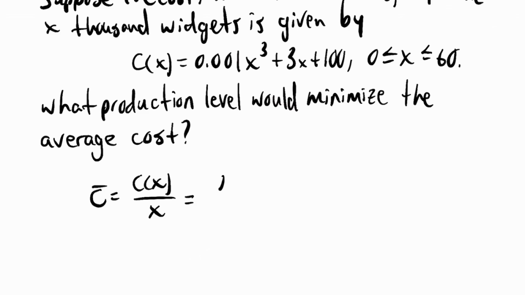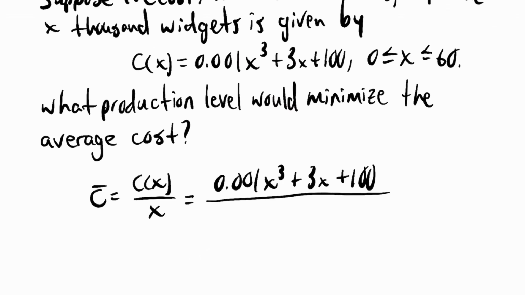So in this case, that's 0.001x cubed plus 3x plus 100 all over x. Now, we could, of course, minimize this function and use the quotient rule when we need to find a derivative, but that's going to be a lot of extra work.